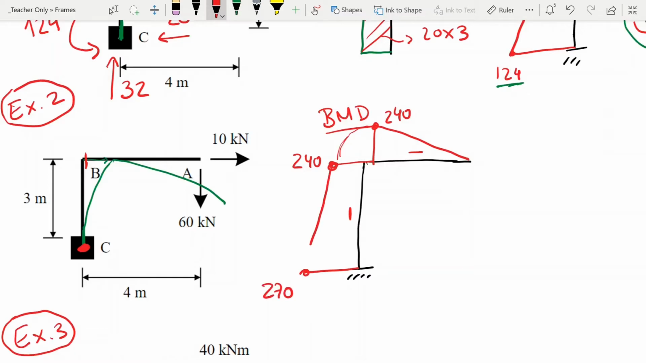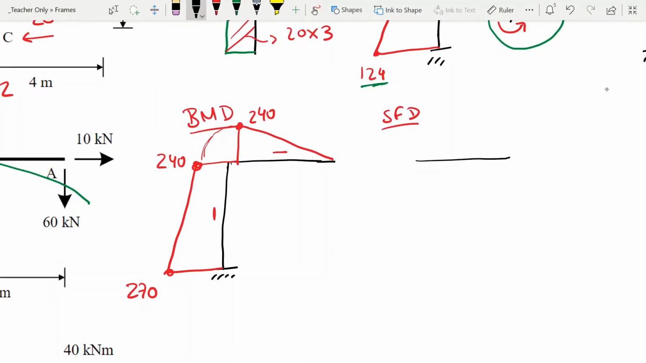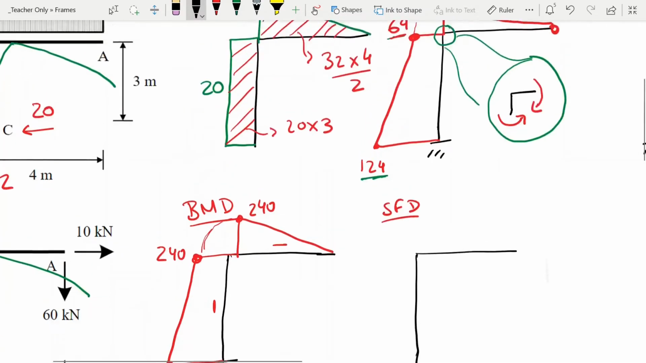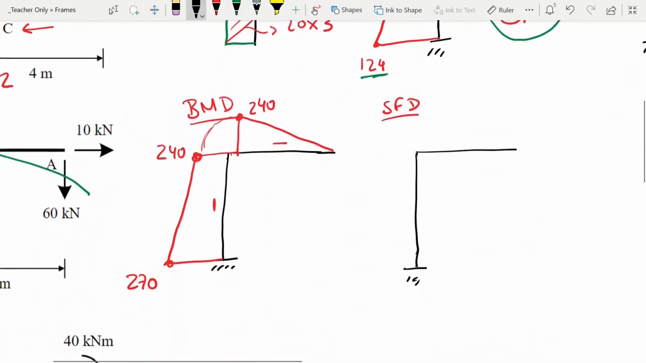And this is it. We can get the bending moment straight away just by looking at the forces and the geometry and by looking at the deflection. Now, if you want to do the shear force diagram, the same way we could calculate the bending moment diagram from the area of the shear force, we can also calculate the shear force as the slope of the bending moment diagram.